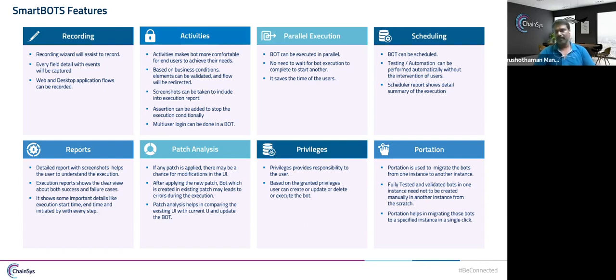Even for validations, we have two kinds of activities. One is the verification and the other is the assertion activity. These two are both validations, but the only difference is that the verification activity will validate the condition, and whether the condition is satisfied or not, it will just return the result and continue the flow. But when you use the assertion activity, it will verify the condition, and in case the condition fails, it will stop the execution. So that is the difference.